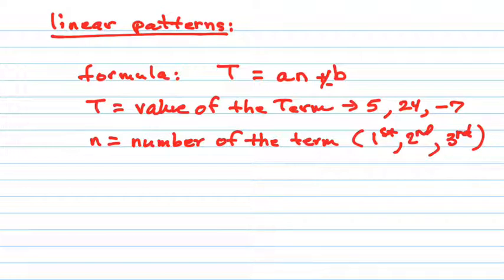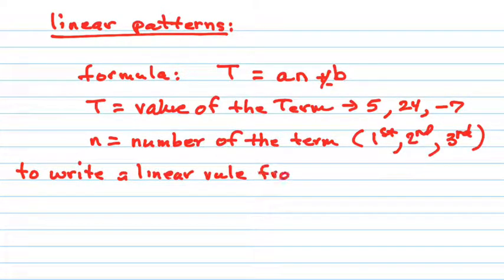So what we're going to do is learn how to write, not just define, this. A and B are any number, and we're going to learn how to find them. A and B are just numbers. We don't know what they are, but T and N have specific values. To write a linear rule from a pattern, we're going to use common differences.